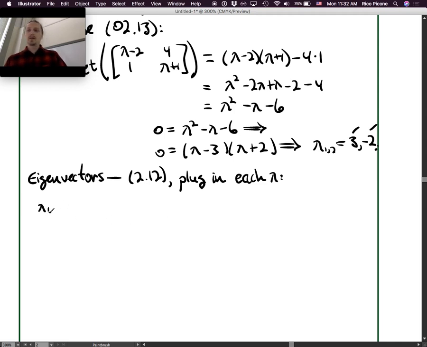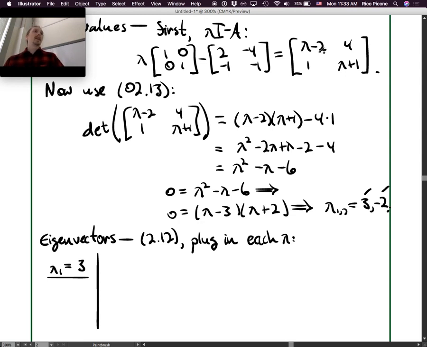So we'll do first lambda 1 equals 3. For lambda 1 equals 3, we have the following expression from 2.12. So we have lambda I minus A, which remember is just this thing. We're just going to plug in that lambda 1 equals 3. So we've got 3 minus 2, 4, 1, 3 plus 1. Okay, so that was the lambda I minus A part. And then the equation says times M, which is hopefully going to be our eigenvector if we can find it.